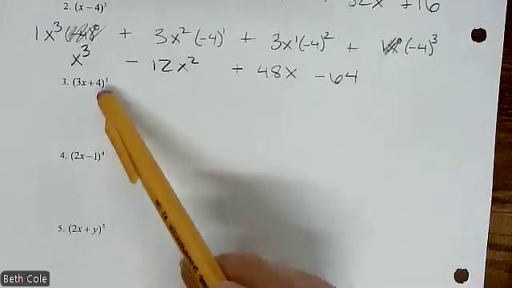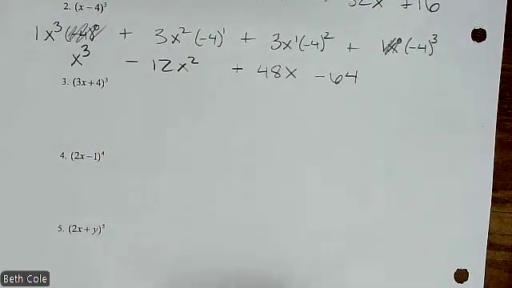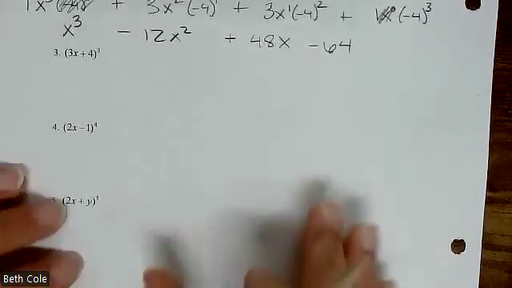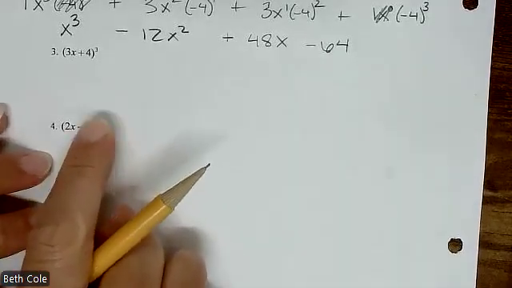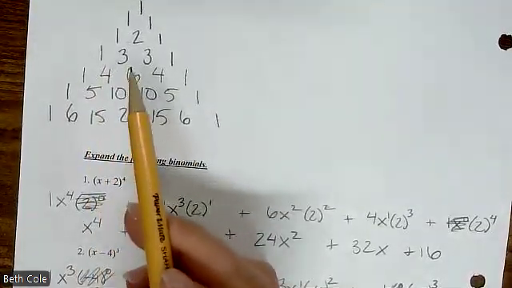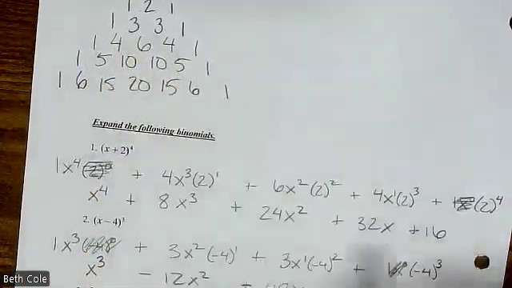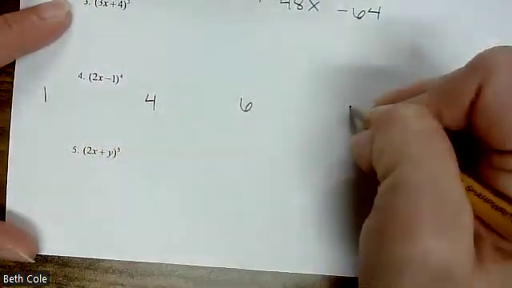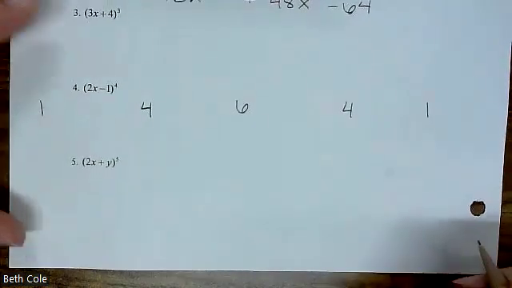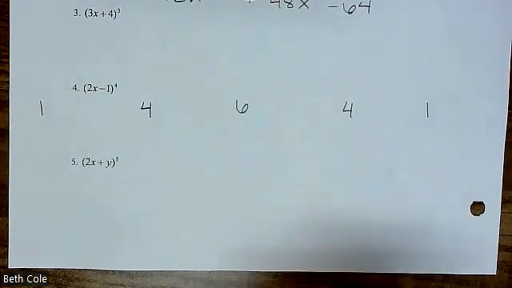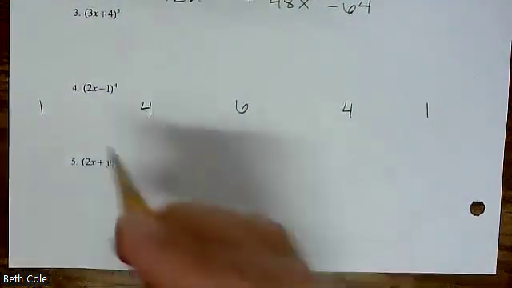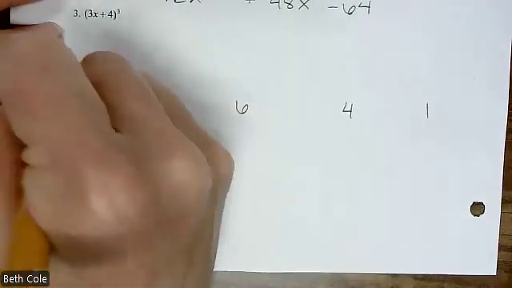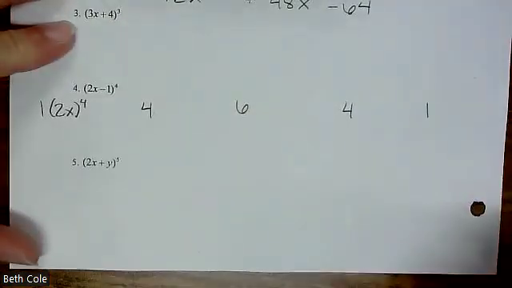All right, I'll do 2 more of these. Let's pick either 3 or 4. They're pretty similar. Which one do you want to try? We'll do 4. What's your power? 4. So you're going to use the 4th line, the one with the 4 in it. Your coefficients are 1, 4, 6, 4, 1. This is usually where people start to work ahead of me, but be careful because there's a coefficient in this one. Do you see that 2 there? You're going to have 2x parenthesized to the 4th.